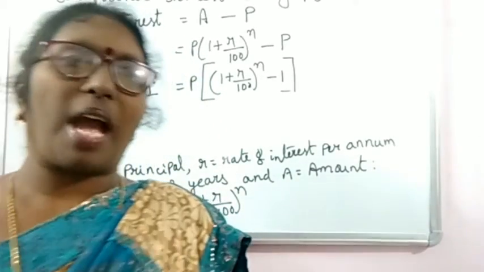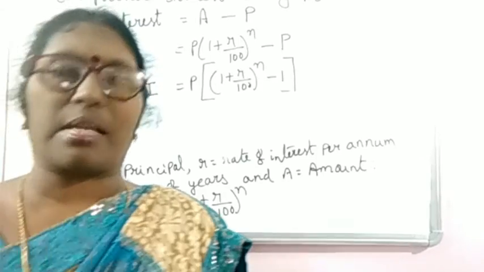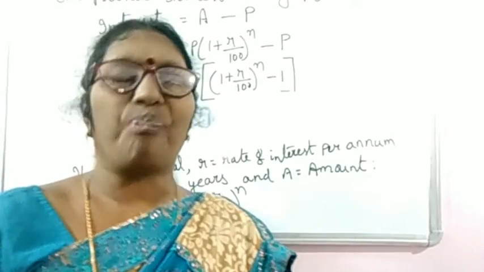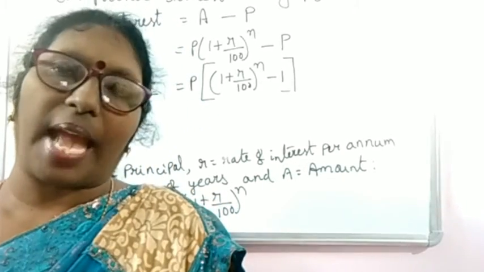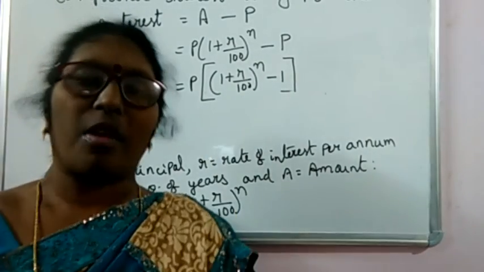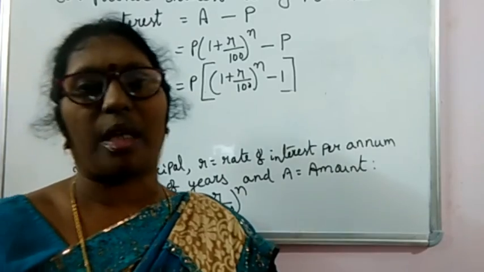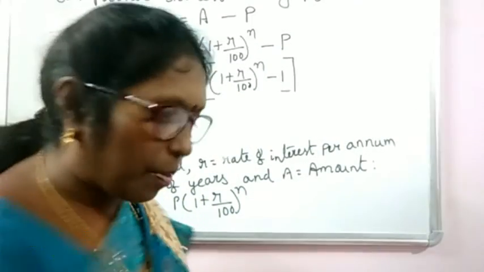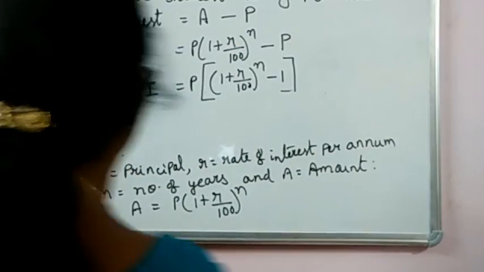Now I will give you one simple example and explain how, if the interest is compounded annually, to find the amount and compound interest. If the interest is compounded half yearly, how to find the amount and compound interest. Okay?